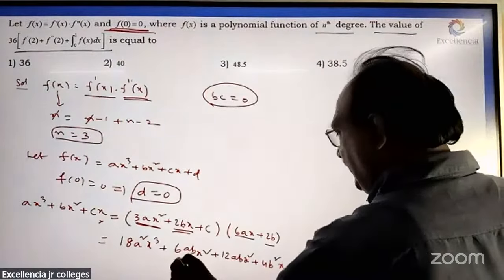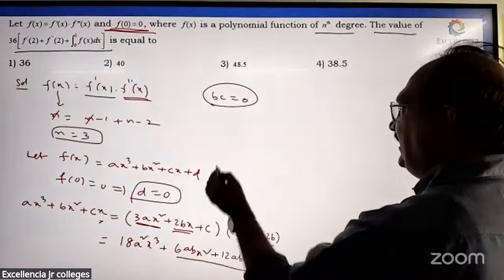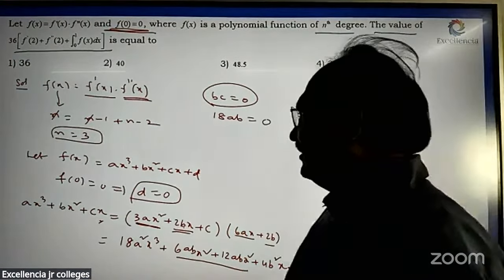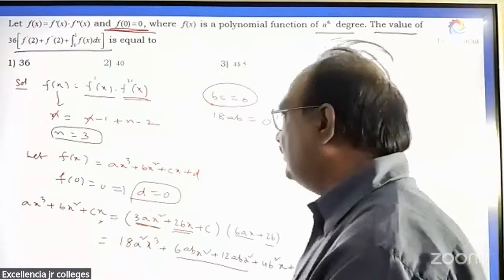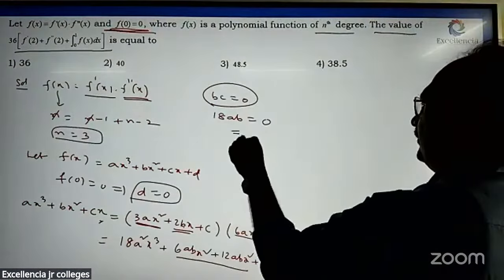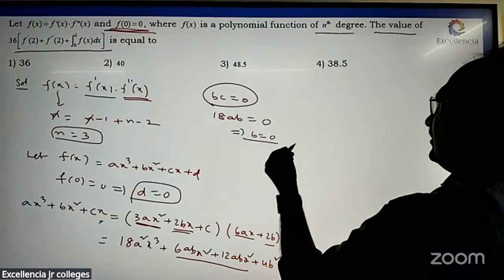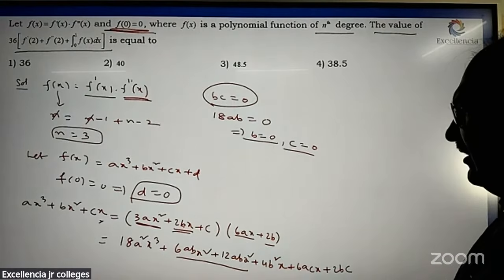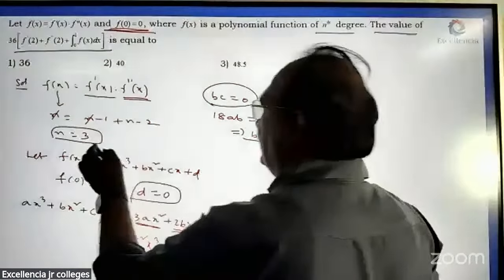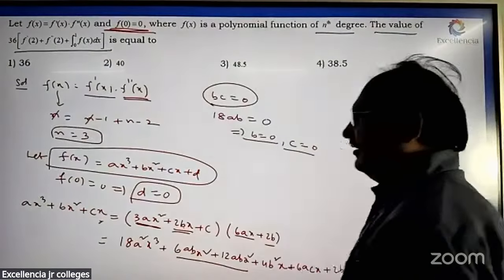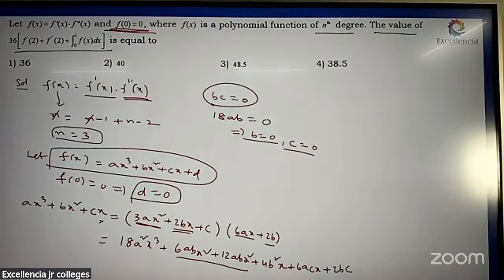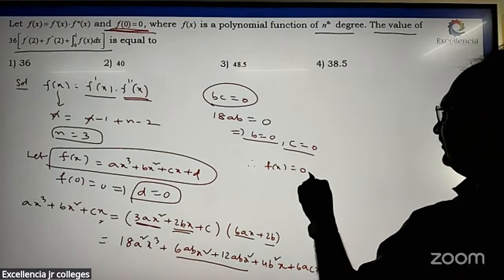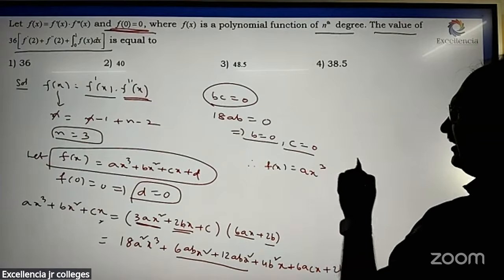Then when you compare x square coefficients, that is 18ab. 18ab is equal to 0 because this is a third degree polynomial. So what I can say, a is not equal to 0, so b is equal to 0. When b is equal to 0, obviously c is also 0. bc values are zeros in the given polynomial equation, third degree equation, then f of x must be equal to ax cube. f of x is equal to ax cube.